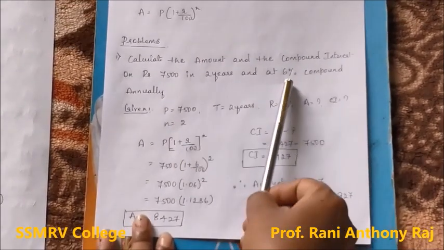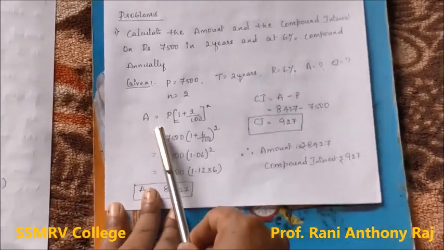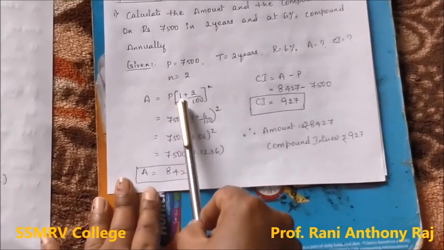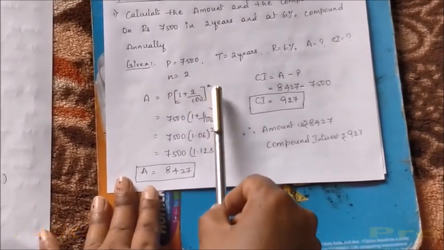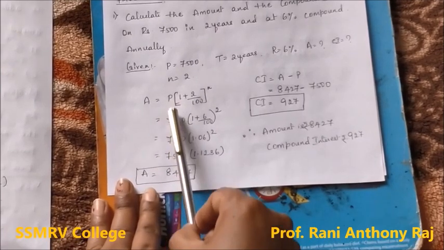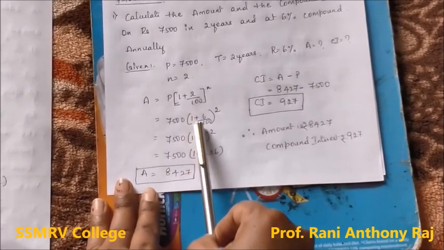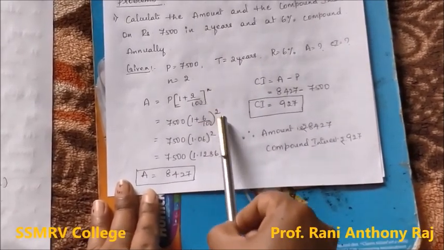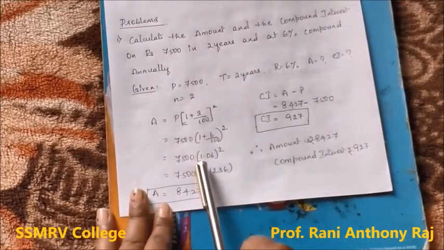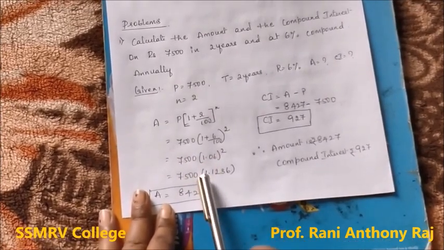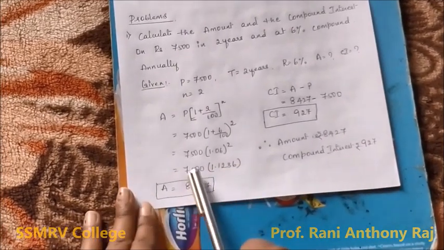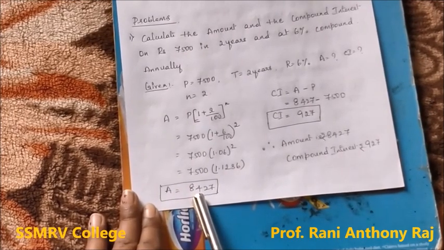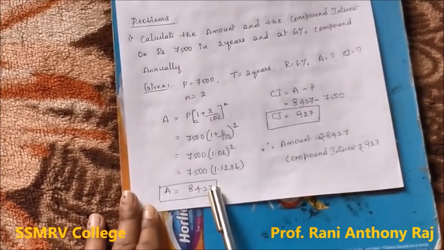Now n is the year, the number of years they have given here. First we will calculate the amount, then we will calculate the compound interest. Amount formula is P(1 + R/100)^n. Principal amount is 7,500. 1 plus rate of interest 6 divided by 100, to the power n, which is 2 years. 7,500 into 1.06 to the power 2, you will be getting the value as 1.1236. 7,500 into 1.1236 will be 8,427. We have found out the amount value.